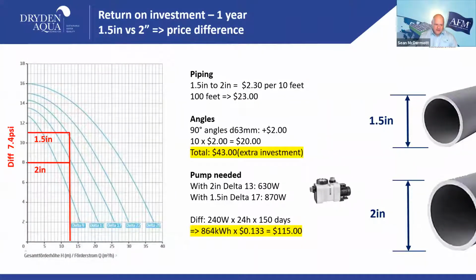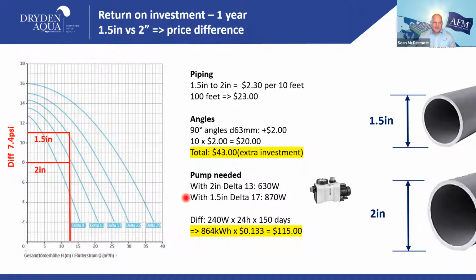Sure. So looking at return on investment, your payback for going with the larger pipe diameter is well within 1 year. Looking at the cost of the piping itself, it's about $2.30 more per 10 feet to go with a 2-inch pipe. It's nominal. It's negligible expense. $23 is all in 100 feet of pipe. The 90-degree fittings are about the same thing, about $2 a fitting at most. So your total investment to go with a 2-inch pipe over a 1.5 inch is only $43. It's a no-brainer, as we've said. It's nothing.